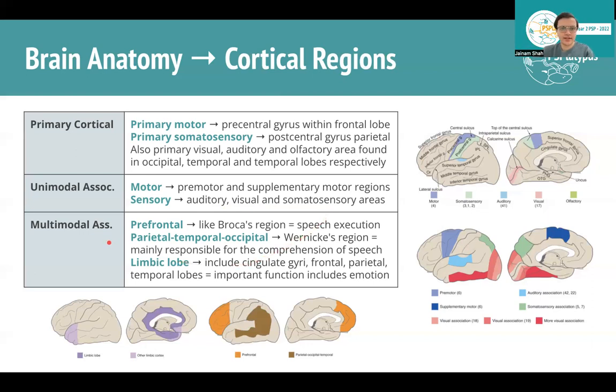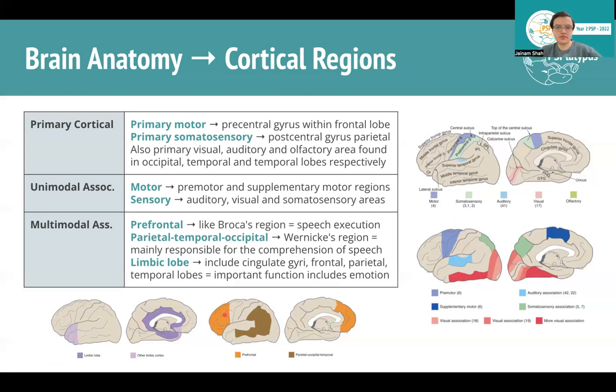And then multimodal, this is where it gets kind of crazy. These areas incorporate information from many different lobes. I would say this is a little bit more important. So prefrontal, you could sort of see it here, right? You've got these two diagrams here. So the prefrontal region, just at the front of the frontal region, that's where you have areas like Broca's region, which is responsible for execution of speech. In other words, articulating speech.